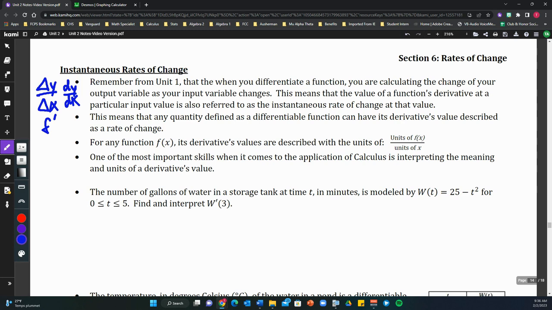So this means the value of a function's derivative at a particular input value is also referred to as the instantaneous rate of change at that particular value. So any quantity that we define as a differentiable function can have its derivative's value described as a rate of change. When we think about real-world quantities, this takes on a really important application, and we can apply it to a lot of different scenarios.